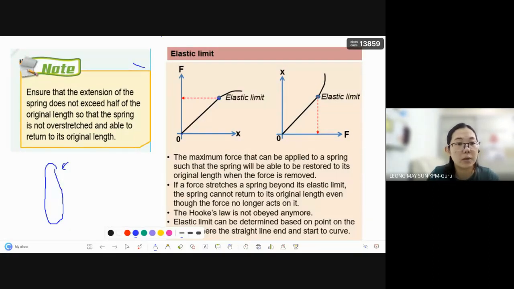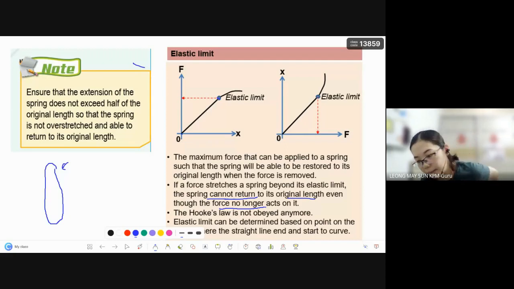Okay, so here, what does elastic limit mean? Elastic limit means it's the maximum force that can be applied to a spring such that the spring will be able to restore to its original length when the force is removed. So if a force stretches a spring beyond its elastic limit, the spring cannot return to its original length, even though the force no longer acts on it.